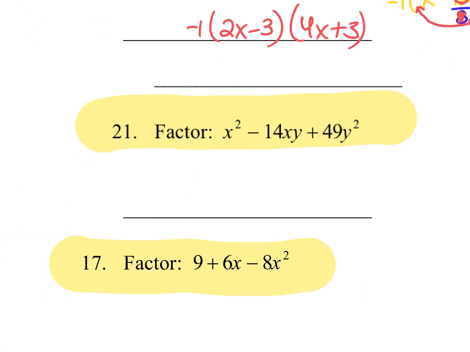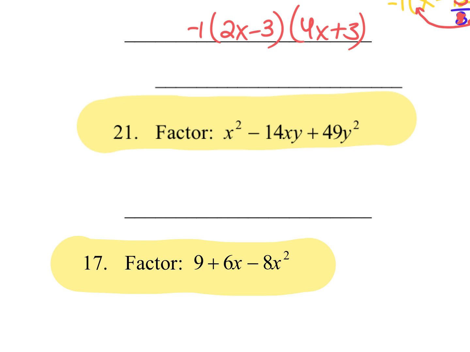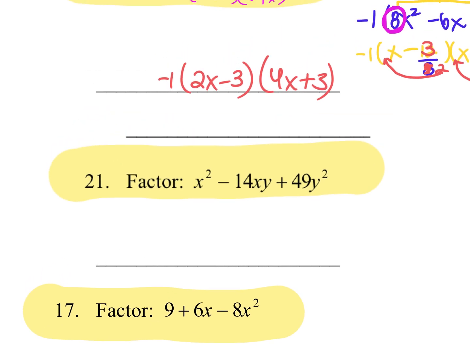All right, let's do a couple more. 21. All right, I'm going to talk to you about some different patterns that we need to recognize. First thing we look for is a GCF, right? If there is one, take it out. This one does not have one. So this is a trinomial. Generally, we multiply a times c with a trinomial.